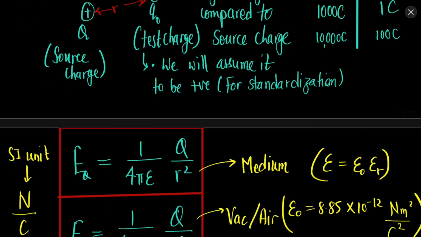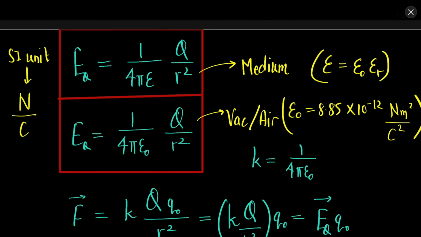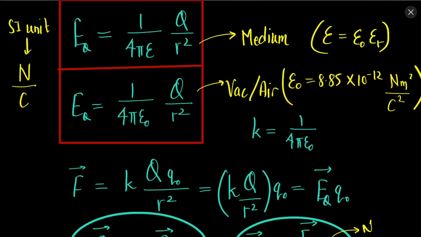Now again, similar to Coulomb's law, when we want to find an equation, there will be this constant. If there is a medium, we will use 1 upon 4 pi epsilon, and if there is vacuum or air, we will use 1 upon 4 pi epsilon naught. Same concept as discussed in Coulomb's law.